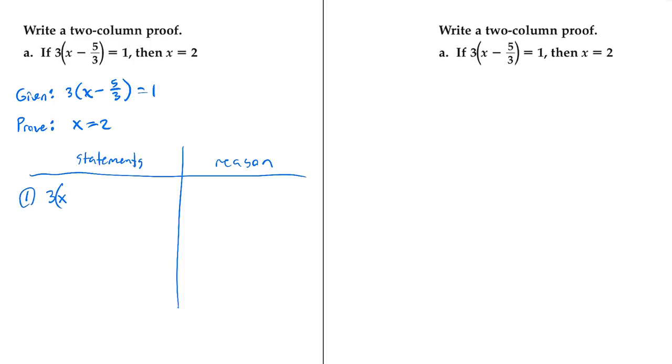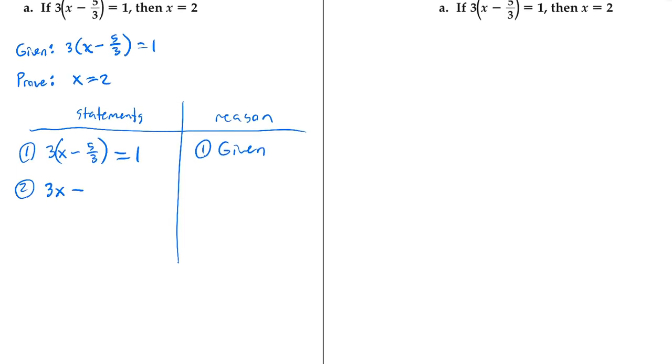Okay, so we know that 3 times (x minus 5/3) equals 1. We can know that because that was given to us. Okay, so 2, we could distribute that in. So we get 3 times x minus... Now again, I'm going to do this in 2 steps the first time, and then after that I'll do it in 1 step. So I'm going to write this as 3x minus 3 times 5/3 equals 1. We did that because of the distributive property of equality. So you need to write property of equality, but you can abbreviate it like that.